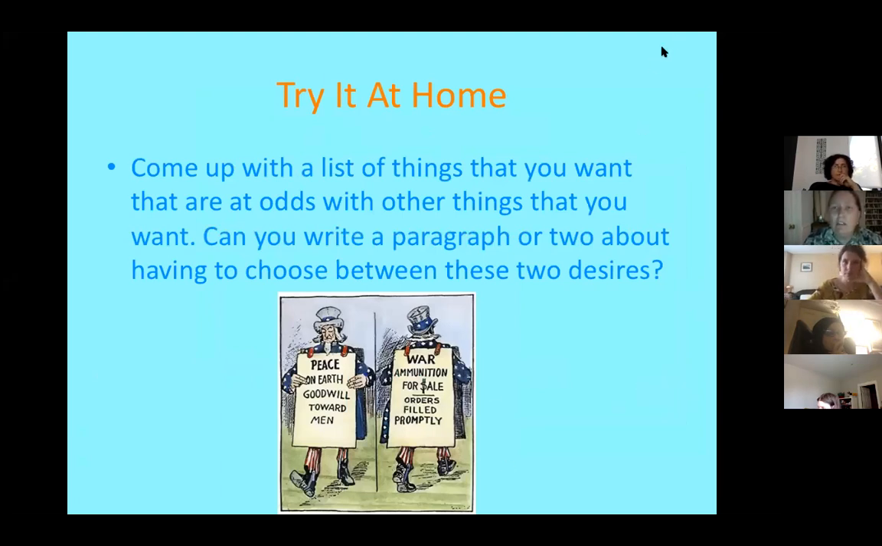So I want you to see if you can do this. Come up with a list of things that you want that are at odds with other things that you want. So for example, I'd really like to be 20 pounds less than I am right now, but I also really like chocolate, like really like it. So can you write a paragraph or two? That's a very simple example, but there are really complicated examples that are the basis of some of the classic books of literature and plays and all kinds of great things. So can you write a paragraph or two about having to choose between two desires?